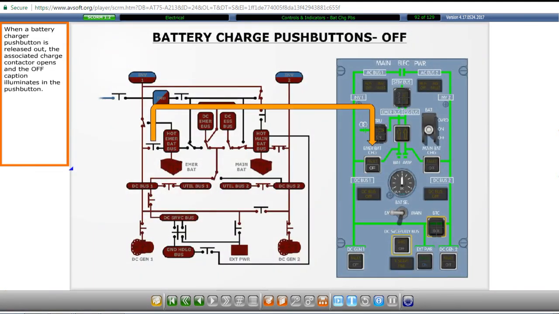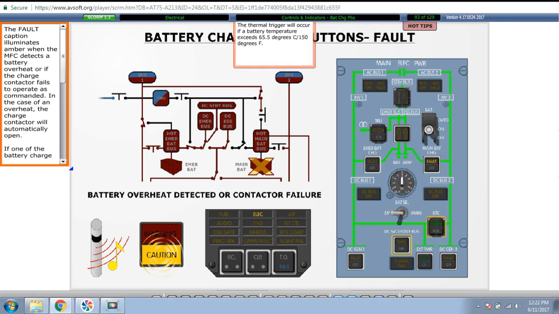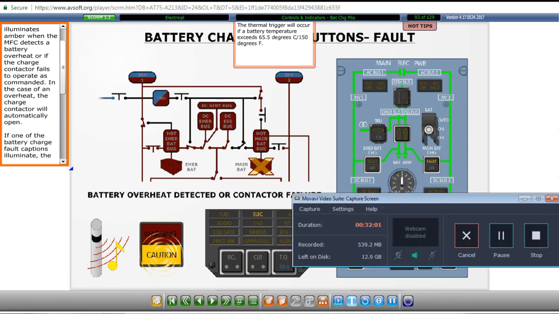When a battery charger push button is released out, the associated charge contactor opens and the off caption illuminates in the push button. The fault caption illuminates amber when the multifunction computer detects a battery overheat or if the charge contactor fails to operate as commanded. In the case of an overheat, the charge contactor will automatically open. If one of the battery charge fault captions illuminates, the CCAS will be activated, and this will result in a single chime, both master caution lights will flash, and the electric light will illuminate on the crew alerting panel.